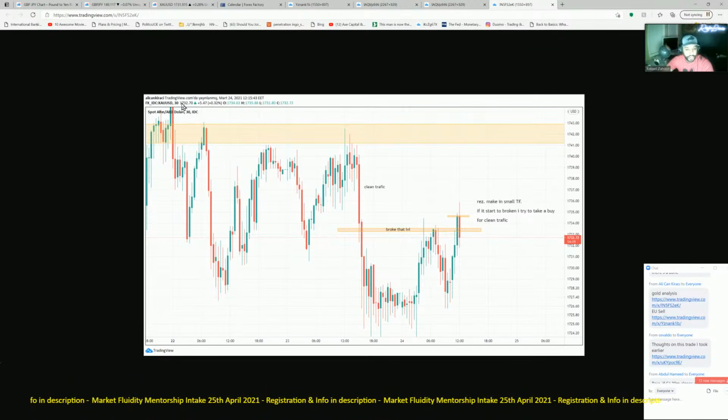All right, what's going on here? Gold. Resistance, make it small time frame. If you start to break, I try to take a buy, or clean traffic to the left. Okay. Yeah, it makes sense.